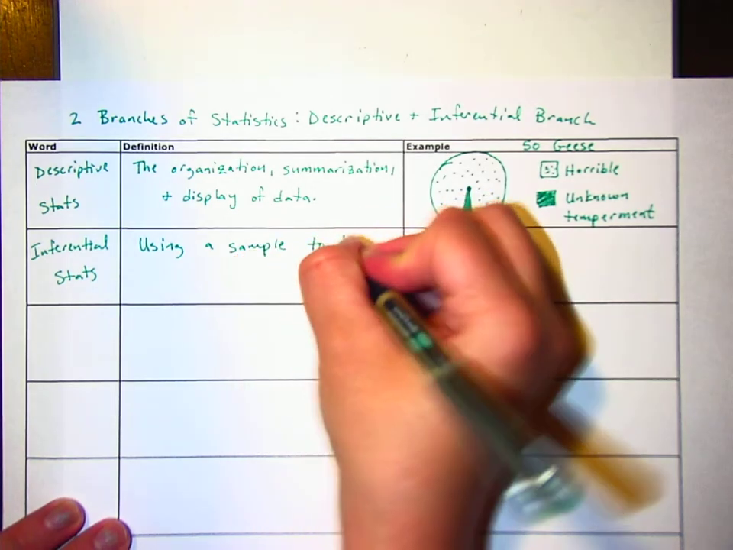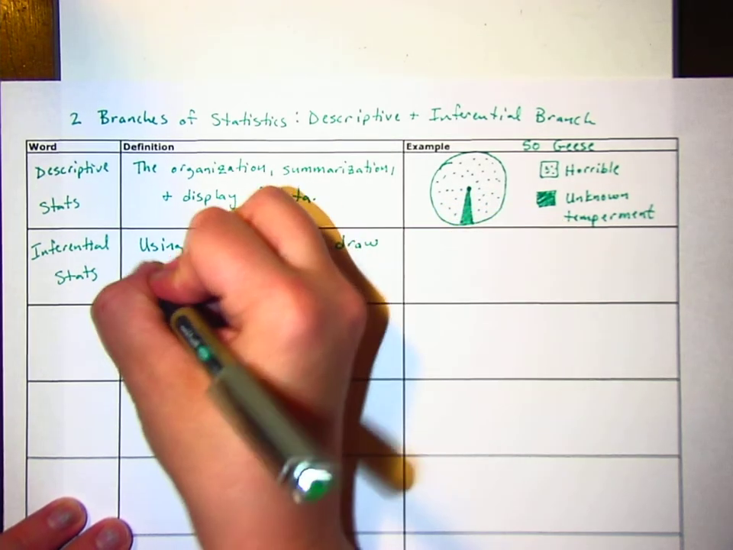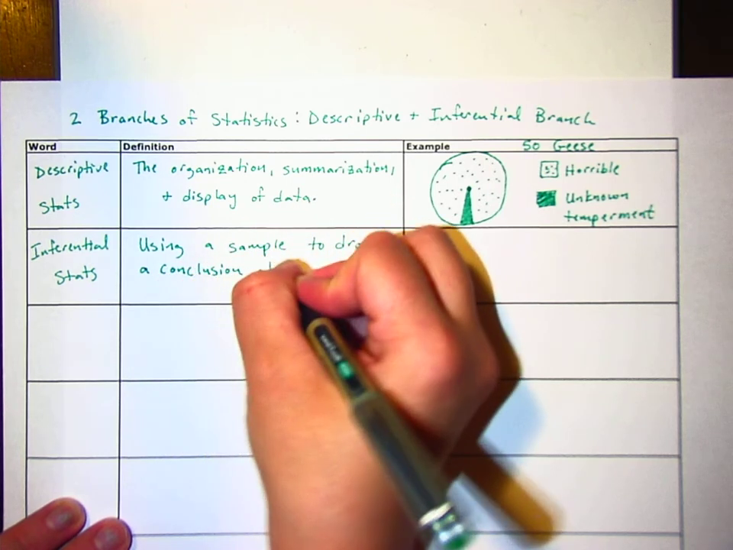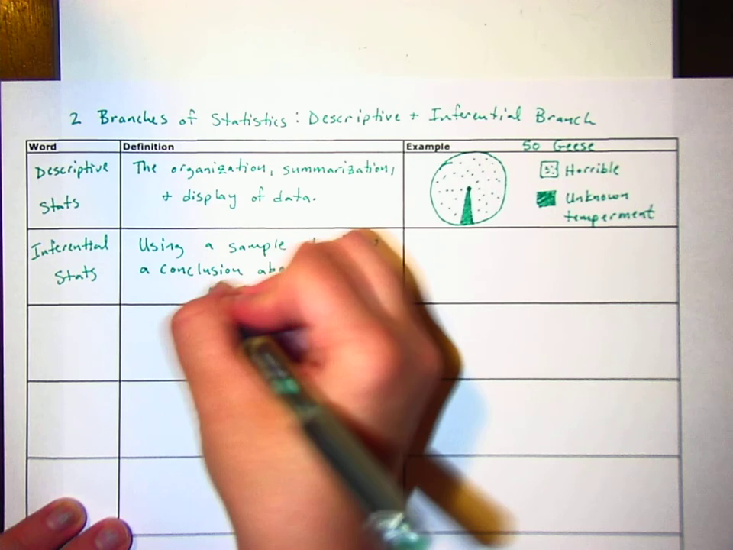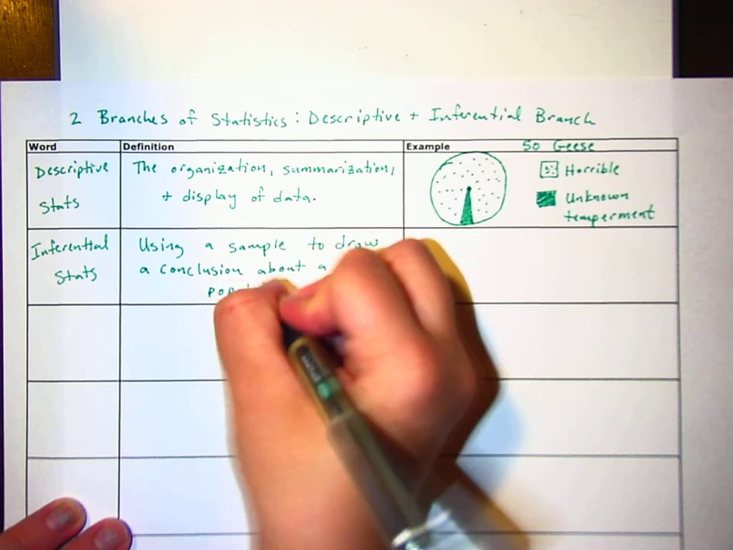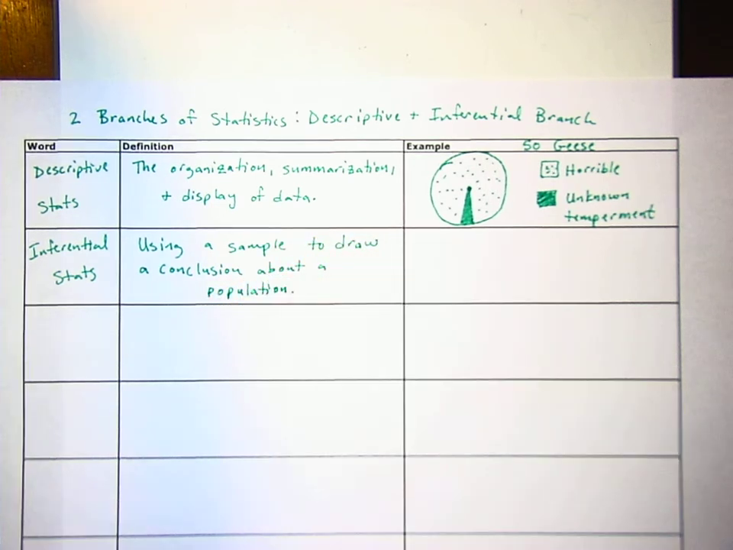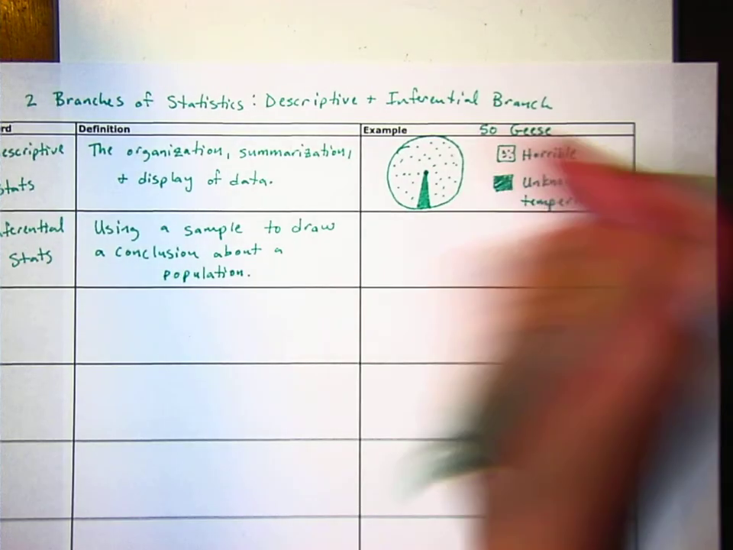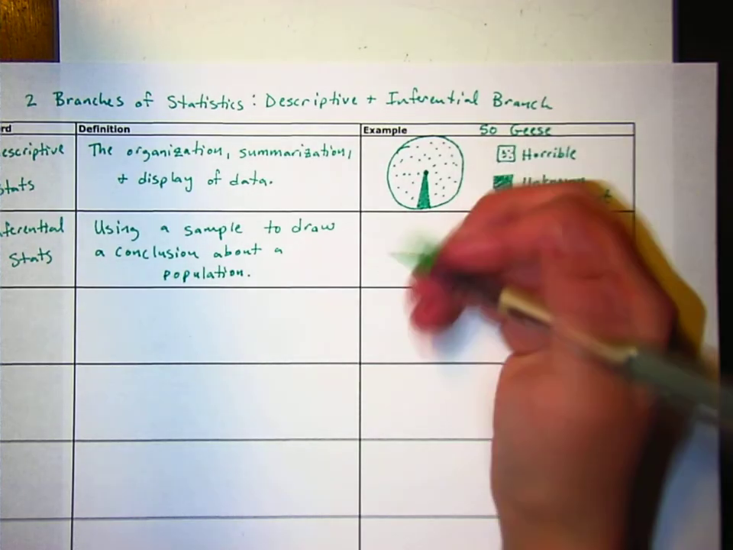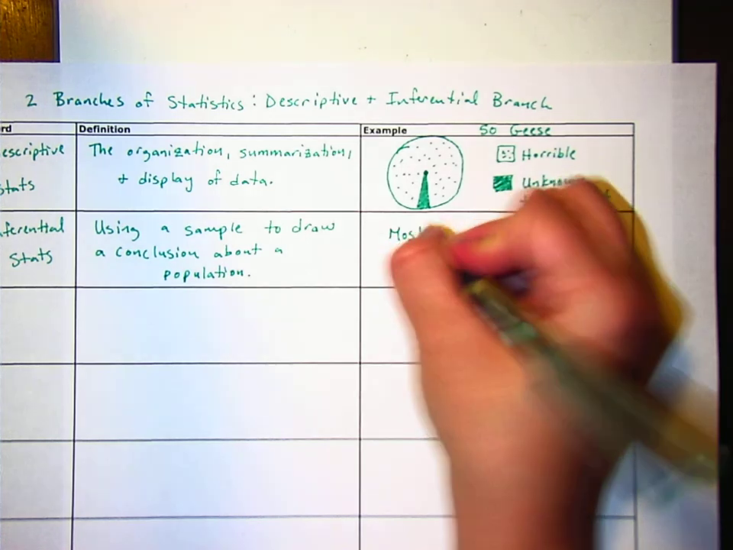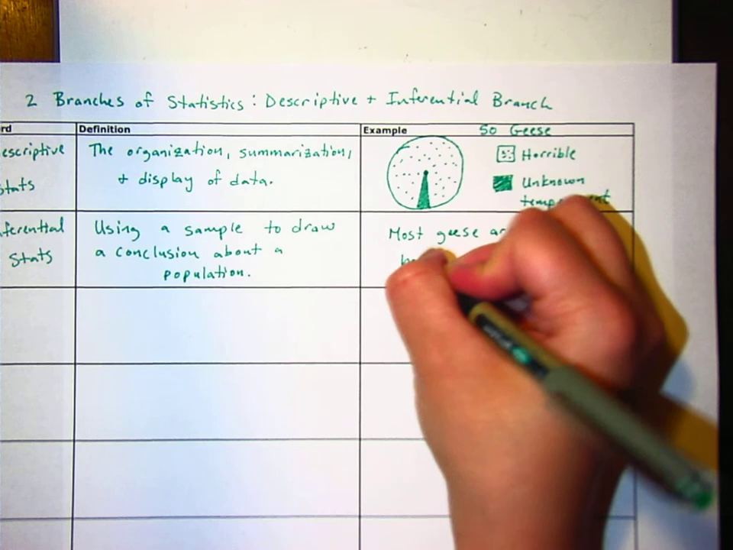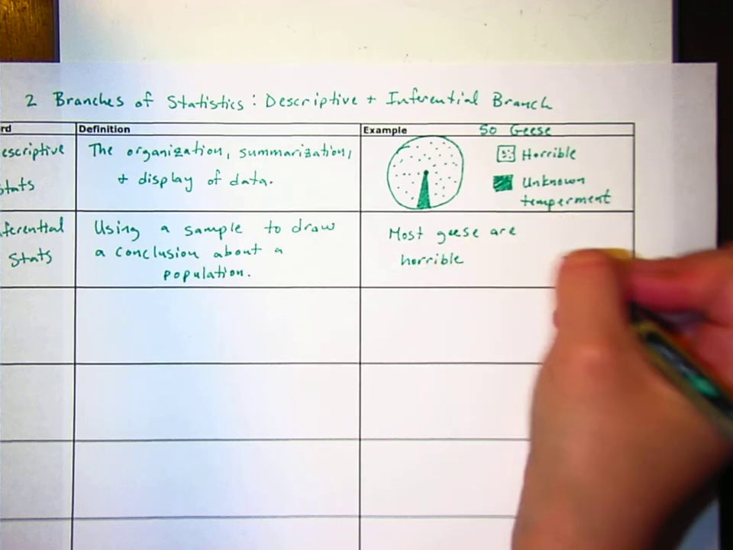to draw a conclusion about a population, which is the whole reason why we're doing this. We're trying to be able to look carefully at a small portion and make a conclusion about the whole. So if we go back to my 50 geese example, I think by looking at this obvious chart, that we can conclude that most geese are horrible. Okay, in the whole world.